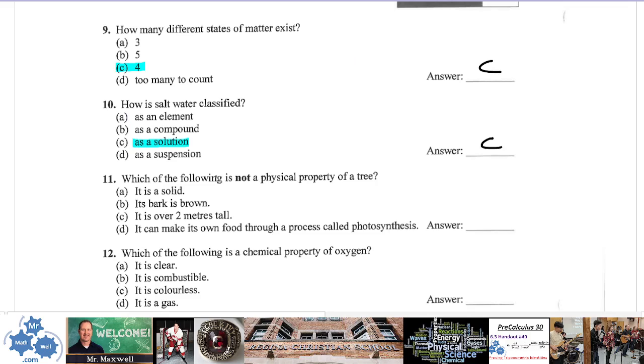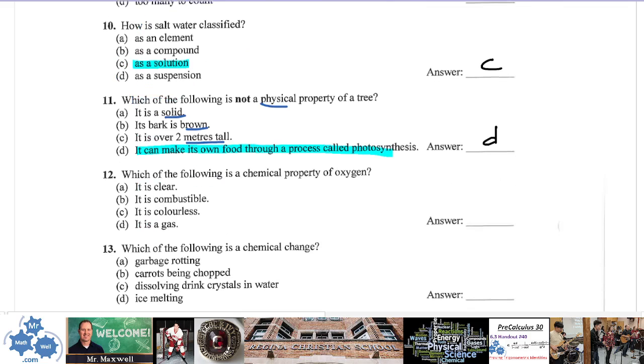That also is C. Which of the following is not a physical property of a tree? It's solid, dark brown, over 2 meters tall. It can make its own food through a process called photosynthesis. That's right, D. Remember, a physical property is a description of the matter itself, whether it's color or mass or volume. Solid, physical. Brown, color, physical. 2 meters tall, quantitative, physical. Its ability to perform chemical processes would be a chemical property. That's why it's D.